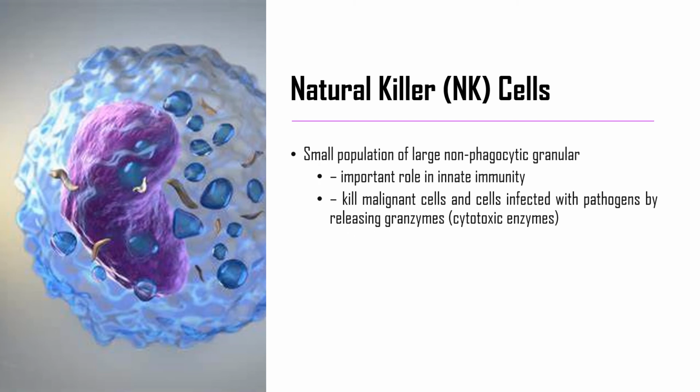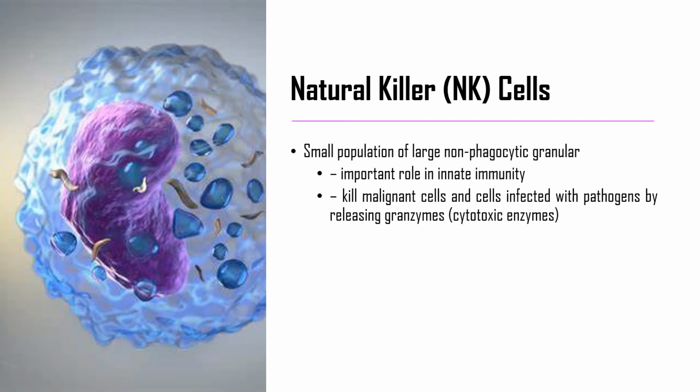Next we have natural killer cells. Natural killer cells are a small population of large non-phagocytic granular lymphocytes that play an important role in innate immunity. The major NK cell function is to attack and destroy malignant cells and cells infected with microorganisms such as viruses and intracellular bacteria. However, NK cells do not recognize antigens. They recognize their targets in one of two ways.